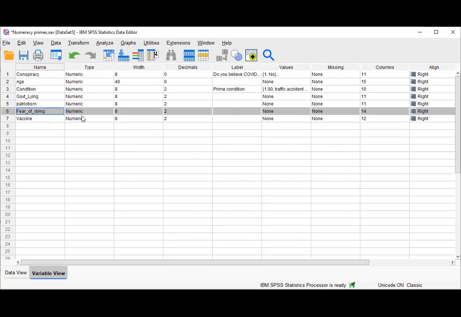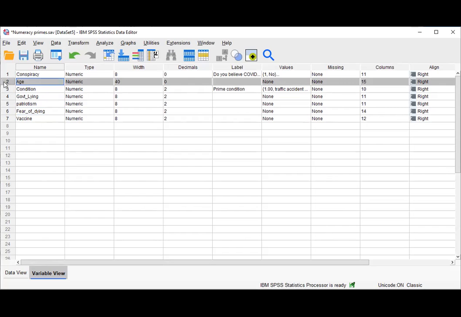Anyway, what I'm going to show you today, you guys are going to have to test the effect of prime condition and conspiracy beliefs on attitudes towards COVID vaccination, which was the dependent variable, vaccine. What we're going to do here for demonstration purposes is test age, because when we conduct research, we want to make sure that factors like age are balanced across conditions. So we're going to test how age relates to these different things.